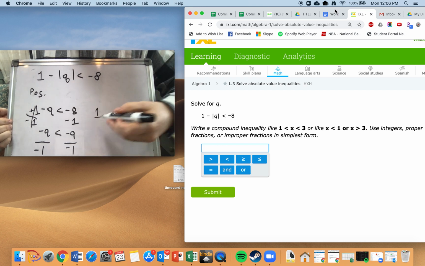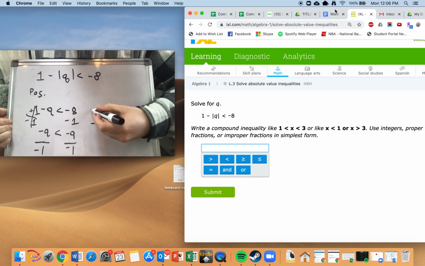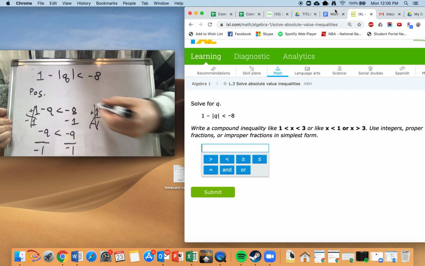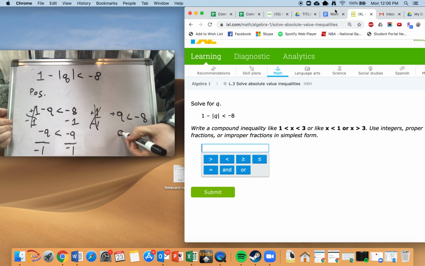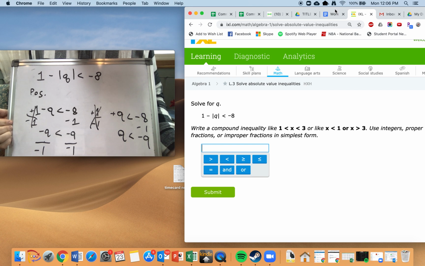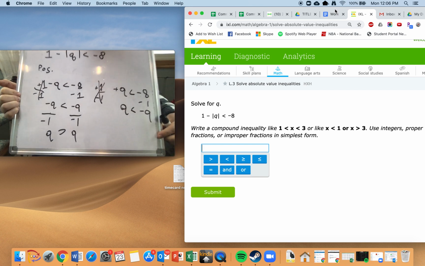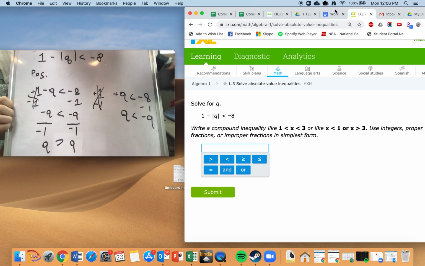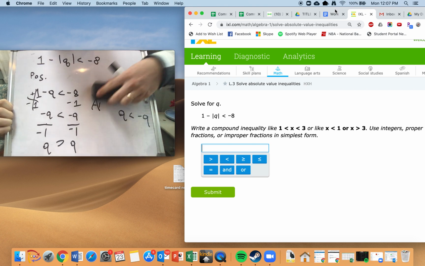I still have to isolate my variable. So this is a positive one, so subtract 1. And positive q is just q. And then negative 8 minus 1 is negative 9. Again, I'm going to keep my last step here.